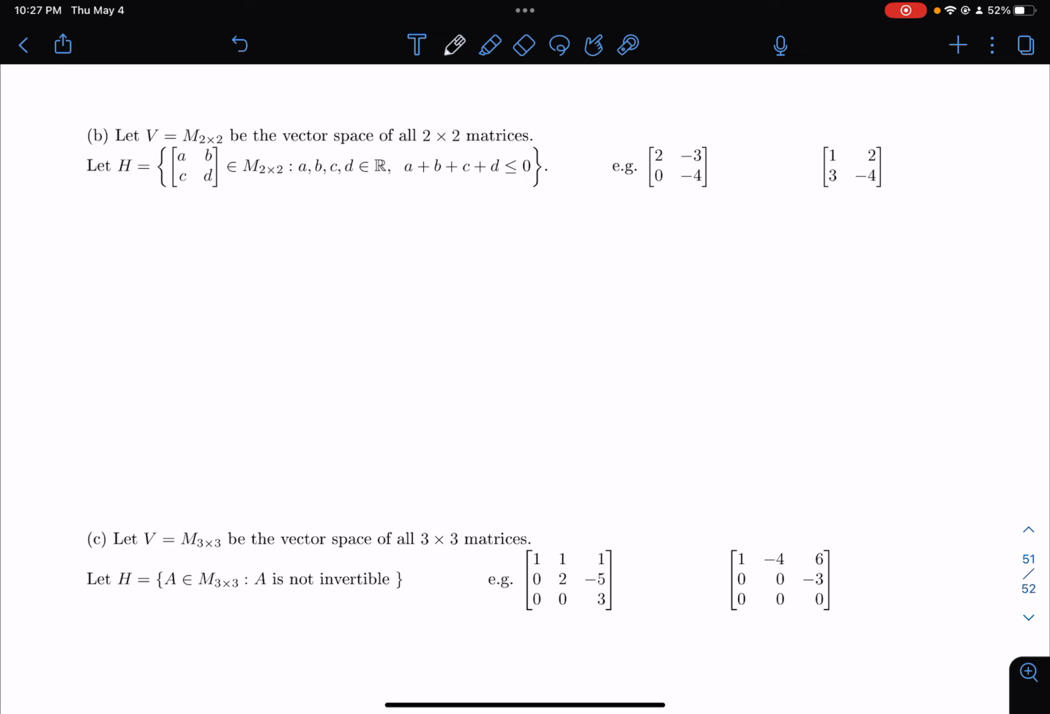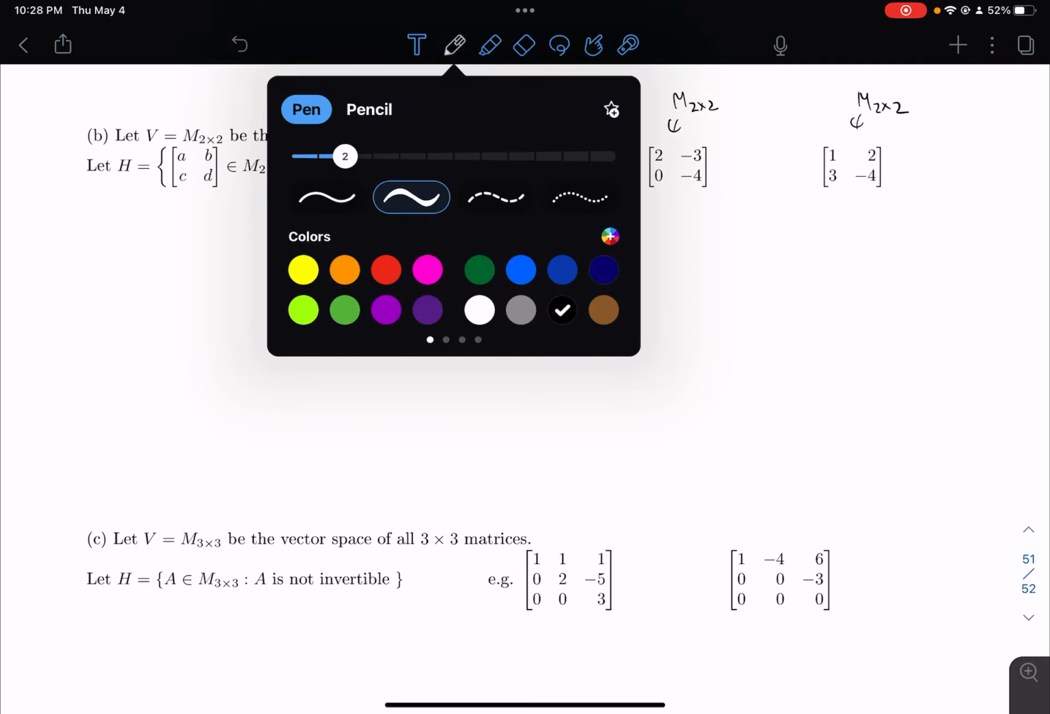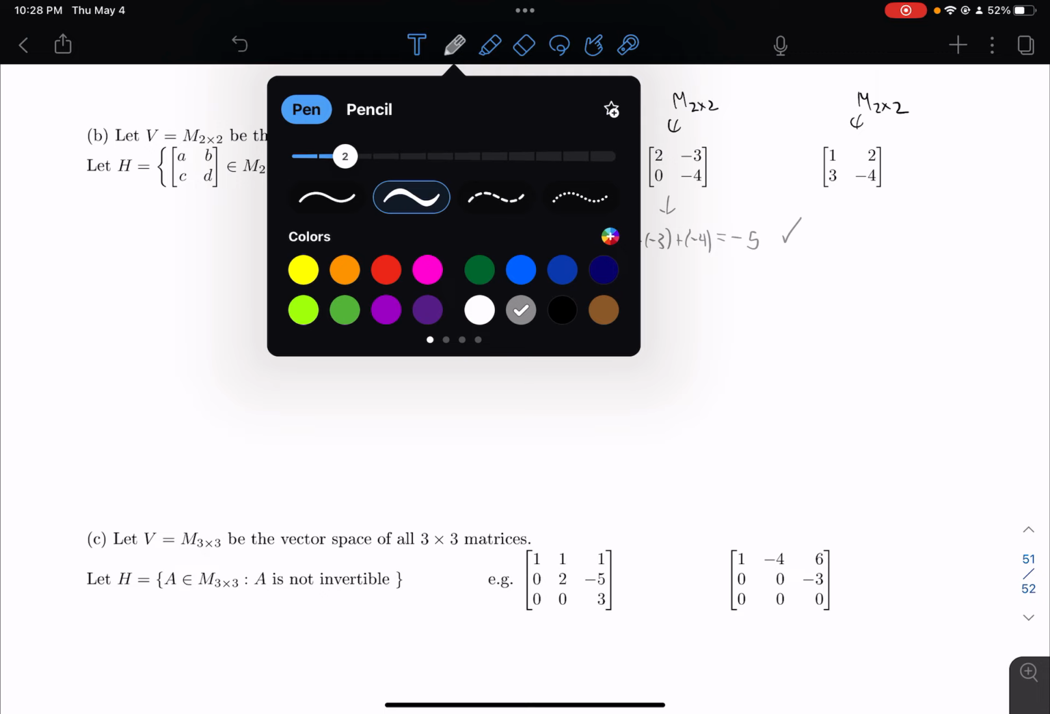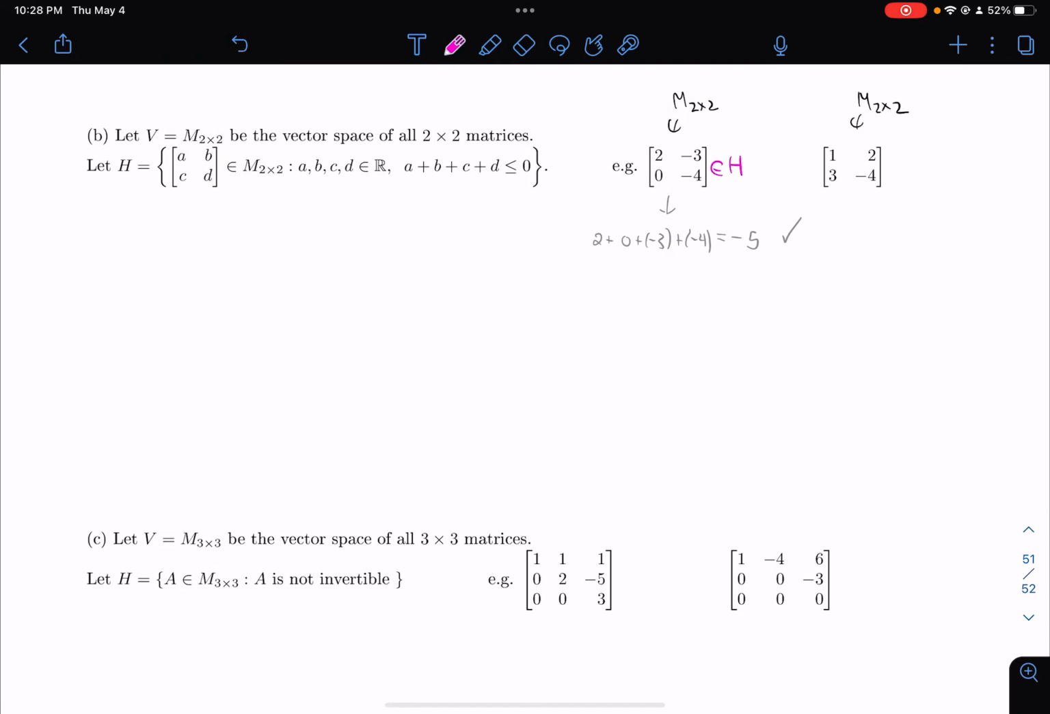I've got two matrices here. They are both 2 by 2 matrices, so they're both in M 2 by 2. But now, are they in H? To check, all their entries are real, so that's good. I've got to add up their entries and see if I get something less than or equal to 0. If I add up these entries, I get 2 plus 0 plus negative 3 plus negative 4. That's negative 5, which is less than or equal to 0. Cool, check mark. It satisfies that condition, which means this first matrix is in H.